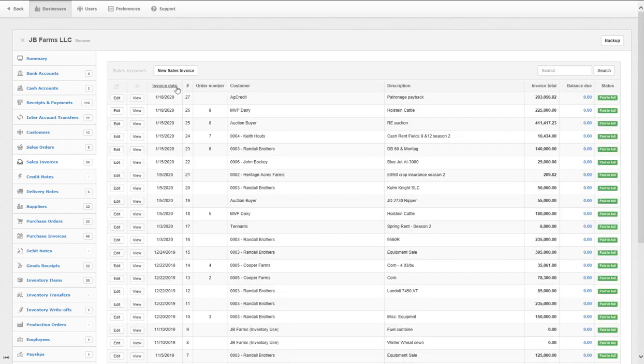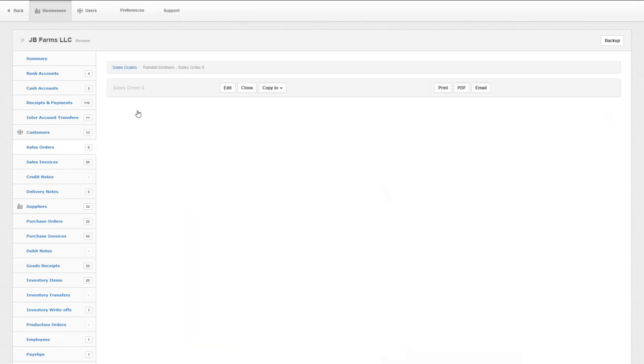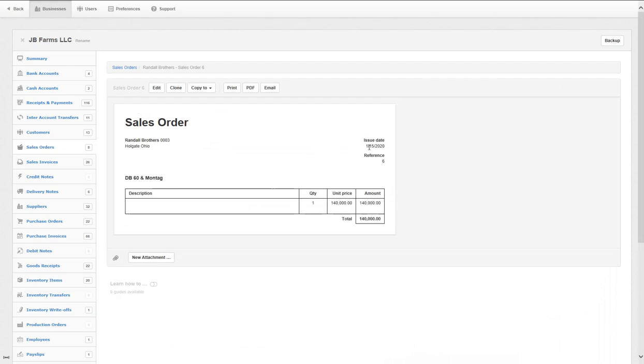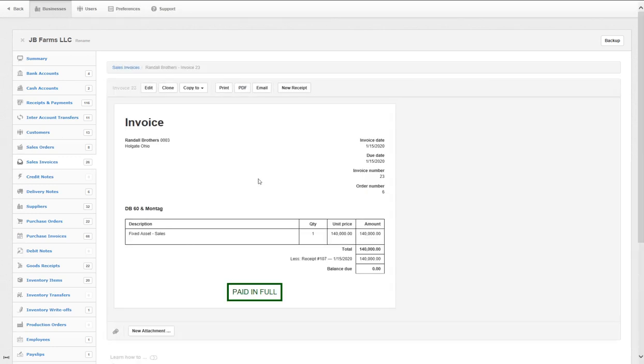And then I copied that over to an invoice. Let's go back and see which invoice number that was, though. It was issued on 1/15 with a reference of 6. So if I go and find that reference number in sales invoices, here we have it. And they have paid it in full. That means I've received the payment in my account for that.